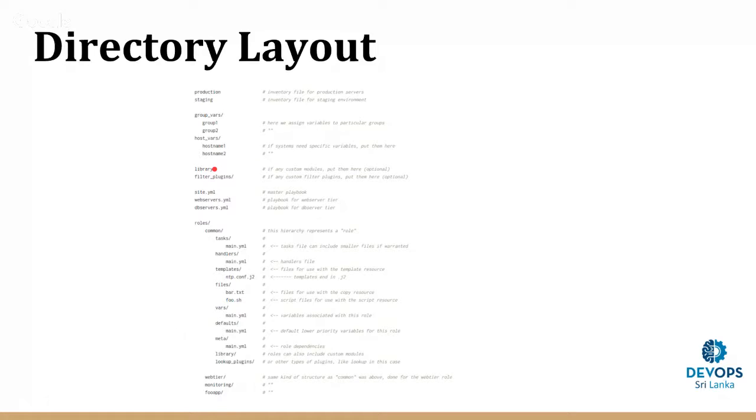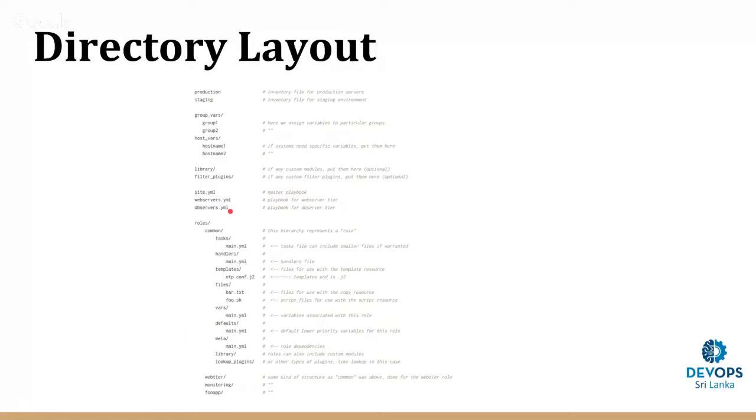In libraries, you can define your custom modules. Let's say if you want to write a module, you can put it here. And also the site YAML is the main file. When you're executing your playbook, this is the main file. This is the file you run.